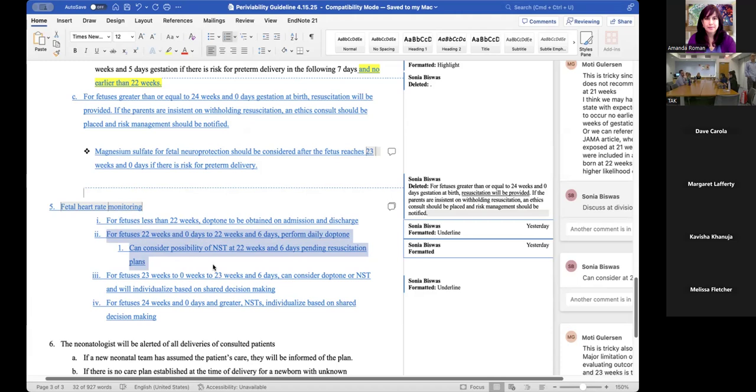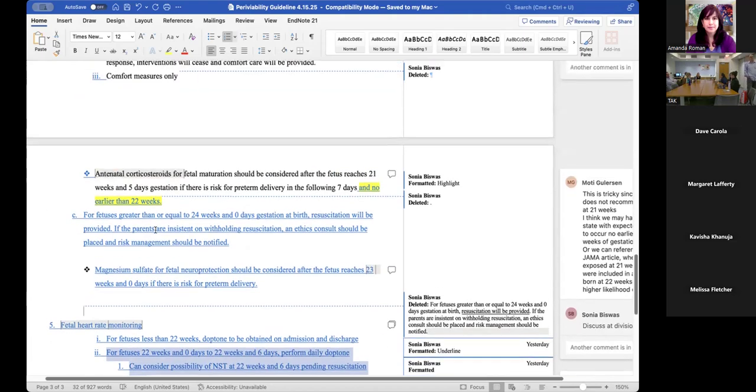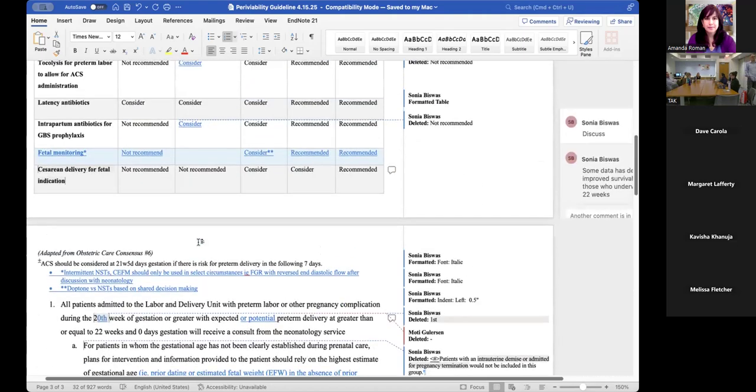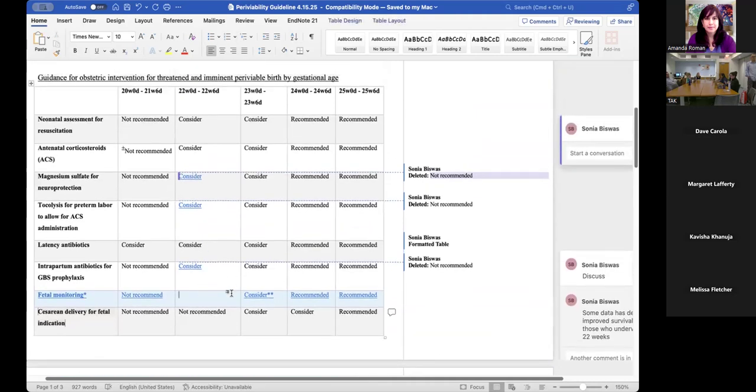Dr. Gullerson had reviewed this as well, and he made a good point. What is the difference, if we're saying 22 to 22 and 6, between a 22-weeker that's 3 hours from 23 weeks versus someone that's 23 weeks, and should we include some of those nuances? It's challenging. We've talked about it in the past, and it's one of those things where if we don't draw a line, then I think there has to be a line.